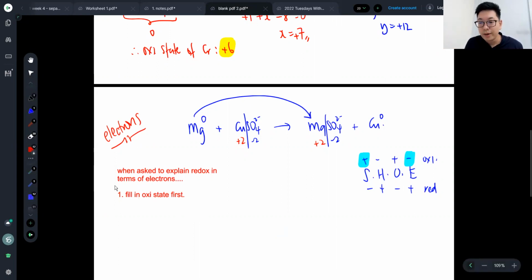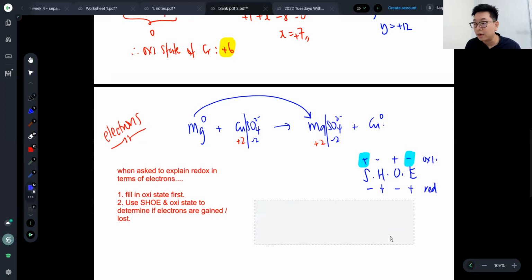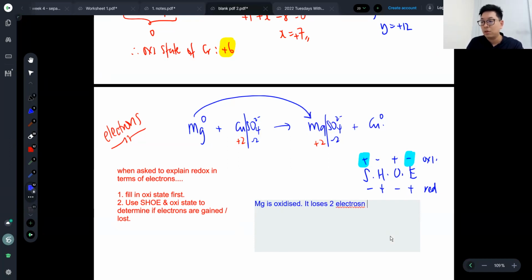So what is step 2? Step 2, use SHOE and oxidation state to determine if electrons are gained or lost. That's it. So I just play cheat. And so how do I structure my answer now? Oh, I know magnesium is oxidized. It loses 2 electrons to form Mg2+ in magnesium.